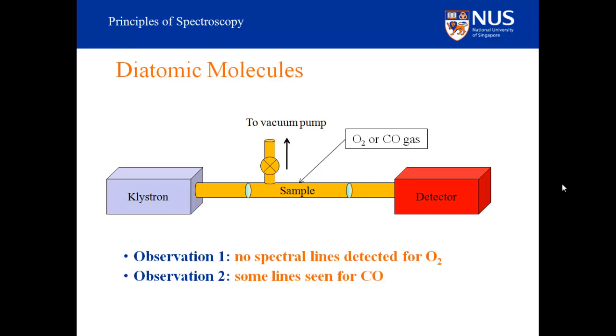Does this mean that dioxygen molecules do not rotate? No. Dioxygen molecules are rotating, and indeed dioxygen molecules are constantly changing rotational energy through collisions. These observations are telling us that microwave radiation can be used to change the rotational state of carbon monoxide molecules, but not for dioxygen molecules.